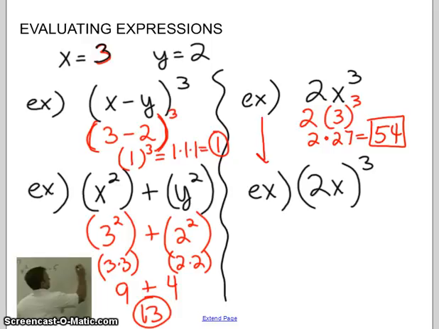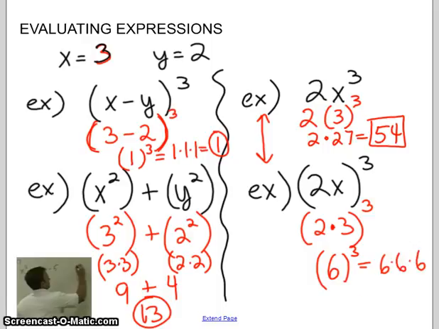These two kind of look the same, but the parentheses are going to play a different role here. If I do 2 times 3, we substituted in 3 for x, to the third power, I have to do the parentheses first. 2 times 3 is 6. Now I have 6 to the third power, which means 6 times 6 times 6, and that is 216. So while they look the same, the parentheses tell us two different things.